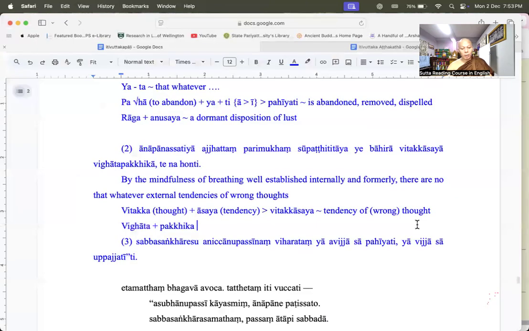Vighatika means connecting with destruction. Actually vighatika means belonging to destruction, literally, so it means leading to destruction also.